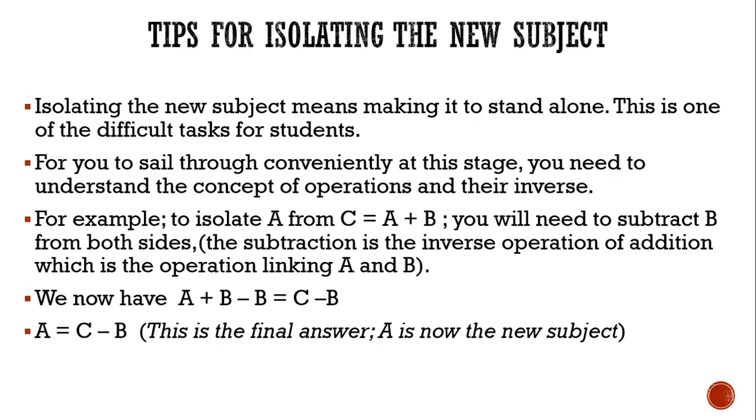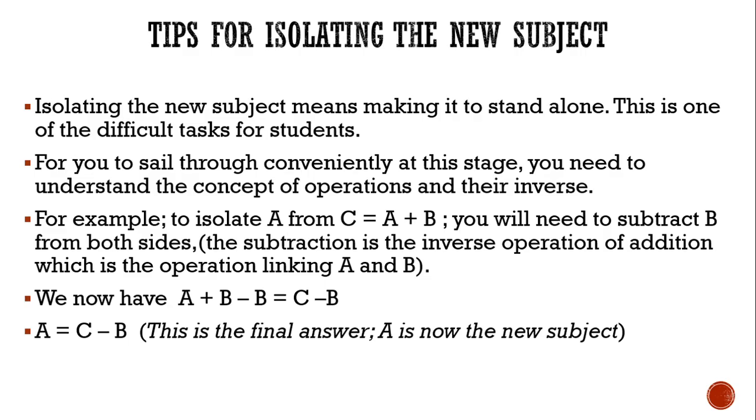So we have A plus B minus B equals C minus B. On the left hand side, B minus B will give us 0. So we are left with A. On the right hand side, we are left with C minus B. So the last line gives us the final answer. So A is now the new subject.